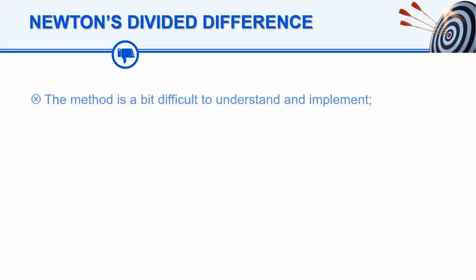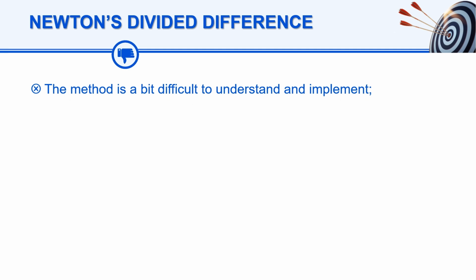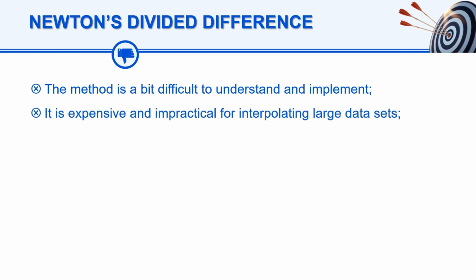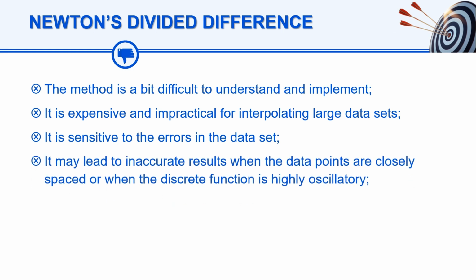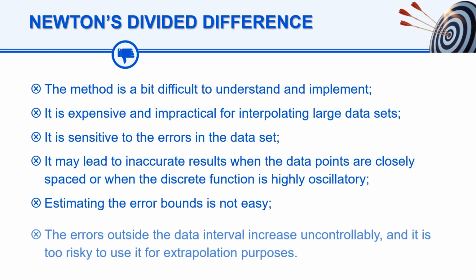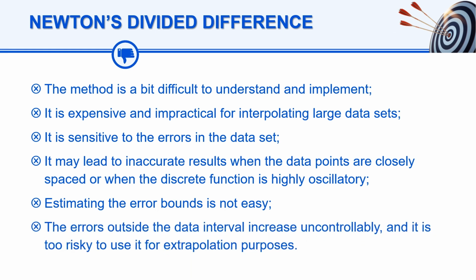The disadvantages of the method are: the method is a bit difficult to understand and implement. It is expensive and impractical for interpolating large data sets. It is sensitive to the errors in the data set. It may lead to inaccurate results when the data points are closely spaced or when the discrete function is highly oscillatory. Estimating the error bounds is not easy. The errors outside the data interval increase uncontrollably, and it is too risky to use it for extrapolation purposes.